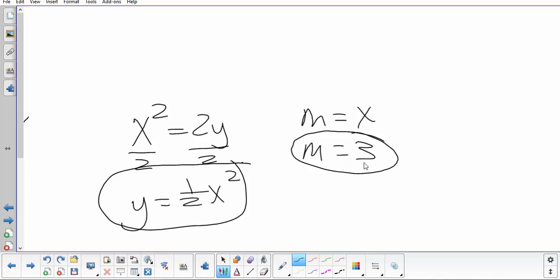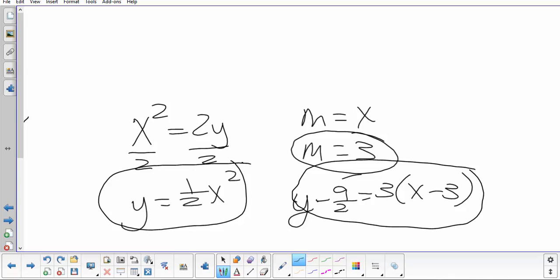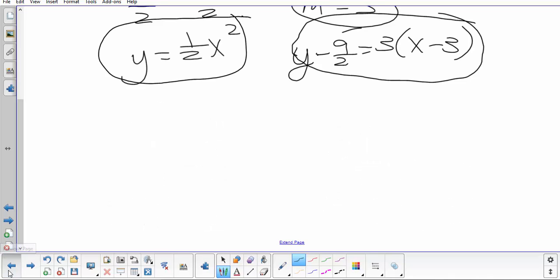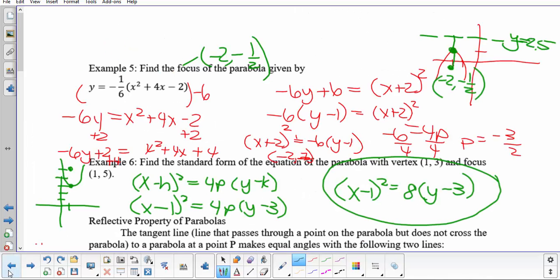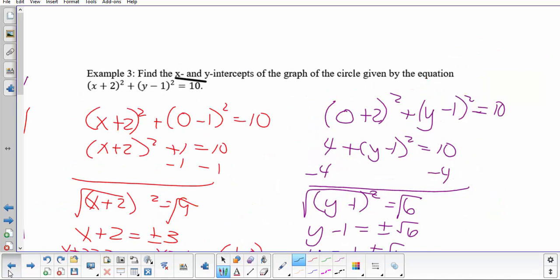Actually, you don't even need to. I guess if you're doing it this way, I'll be nice, and you could just do y minus 9/2 equals 3 times x minus 3, since the point was 9/2. I'd probably even be nice and let you leave it in point slope form if you chose to do the derivative method.